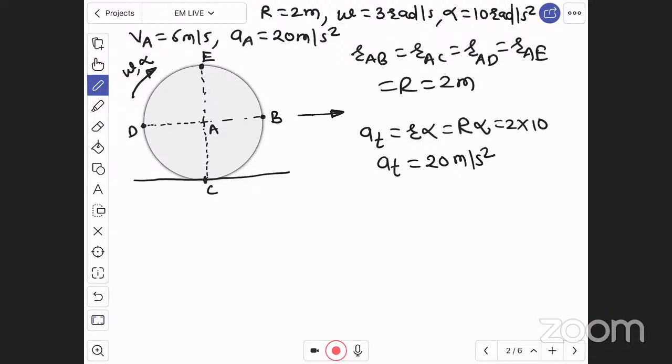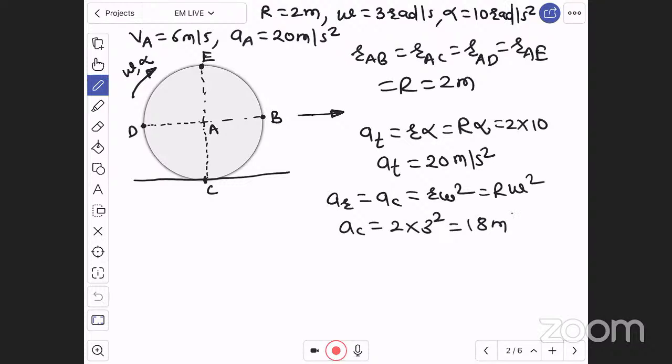point, right? Then radial acceleration or centripetal acceleration is equal to R omega square. Now here small r is nothing but RAB or RAC or RAD or RAE, which is nothing but capital R. Therefore it is R omega square, right? Therefore centripetal acceleration is equal to 2 into omega is 3 square, which is nothing but 18 meter per second square. That we have calculated, centripetal acceleration, right, which is nothing but 18 meter per second square.